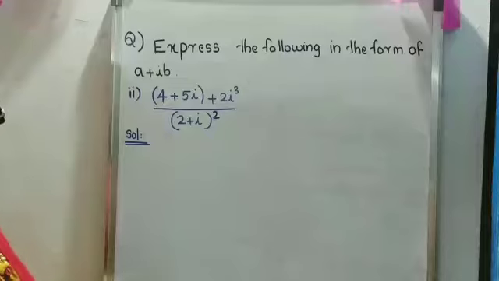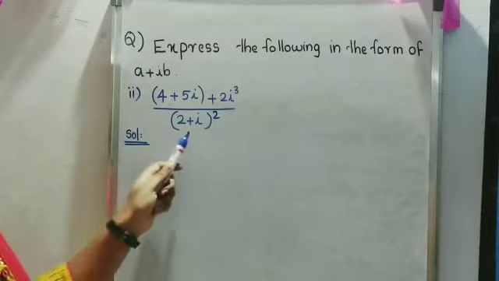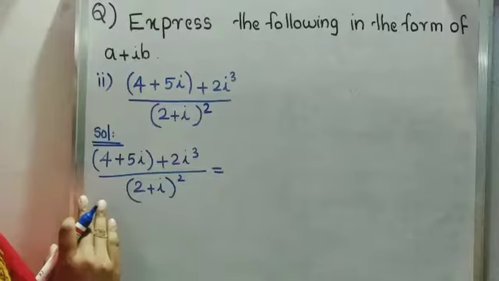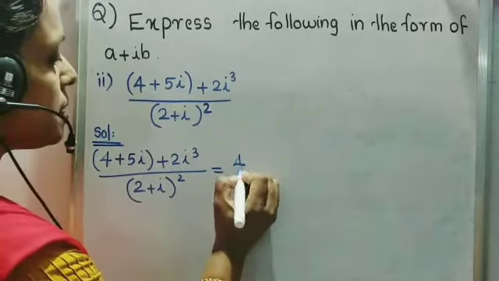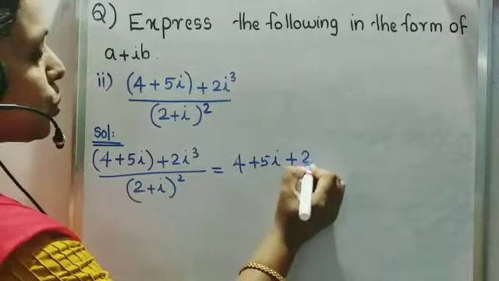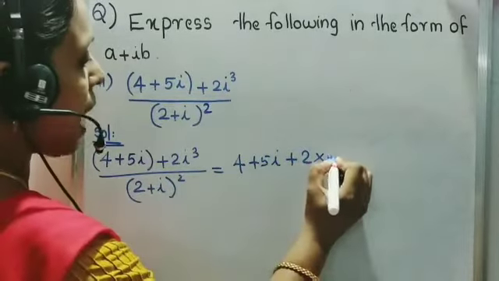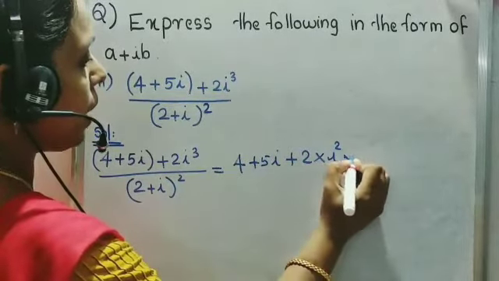Now we are solving another set of problems in complex numbers. Let us start with our problem. The problem is (4 + 5i + 2i³) divided by (2 + i)². We can write 4 + 5i + 2 times, here i³ can be written as i² into i, whole divided by (2 + i)².